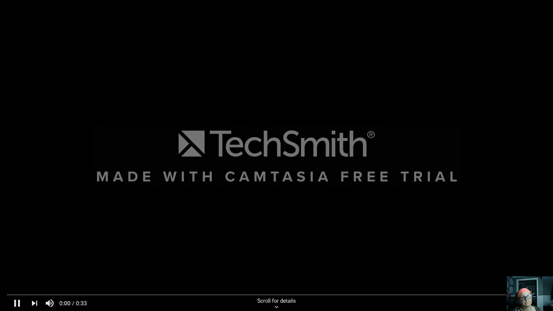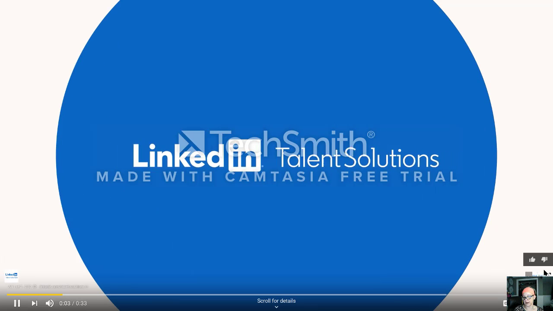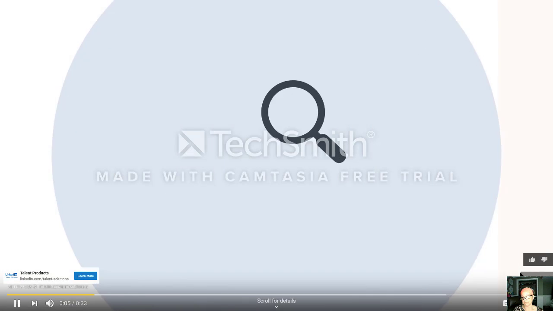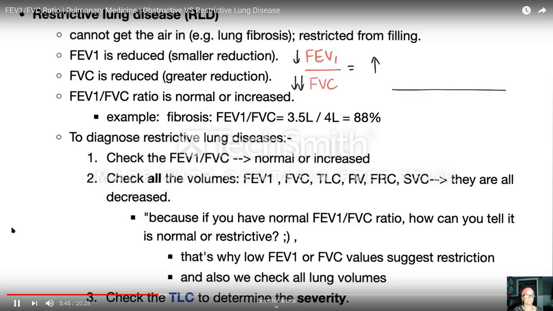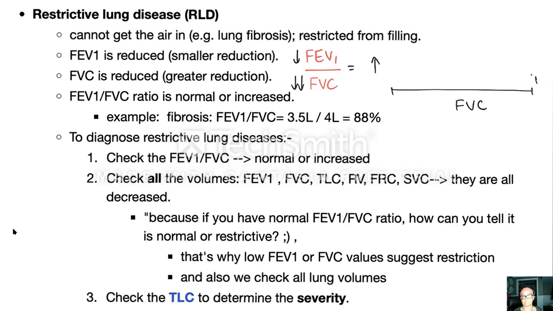So instead of getting 5 liters out, called FVC, I only got 4 liters. But during the first second, I got 3.5 liters out, which happens to be 88%. The ratio is higher than normal. Why? Because your lung is fibrosed.